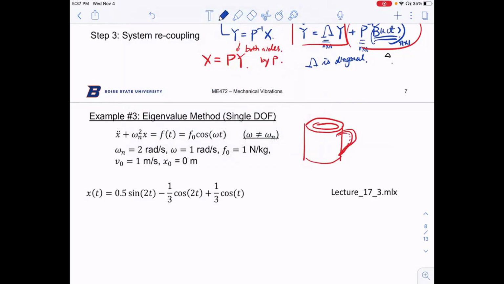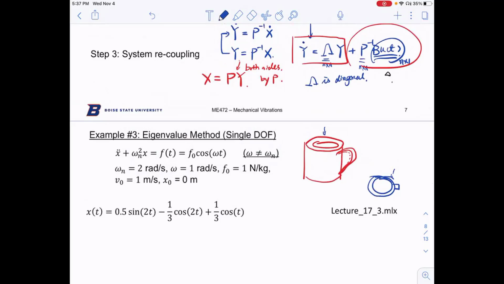For example, in this case, if you look at it from the top view, you just need to draw two circles and a square for the handle, right? So these drawings are actually much easier than creating a 3D drawing of this coffee mug. So that's the concept for this eigenvector and eigenvalue problem.